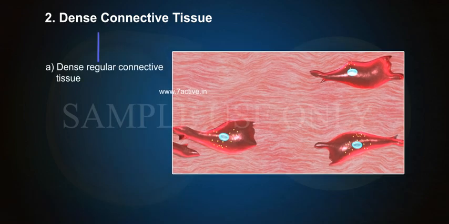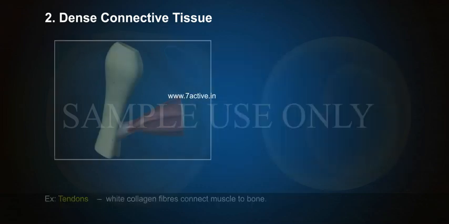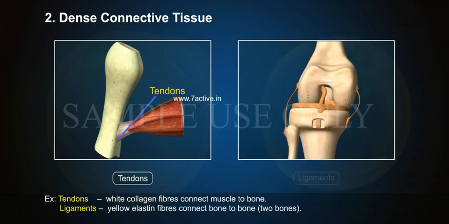A. Dense, regular connective tissue. The collagen fibers are present in rows between many parallel bundles of fibers. Example, tendons. White collagen fibers connect muscle to bone. Ligaments. Yellow elastic fibers connect bone to bone, two bones.